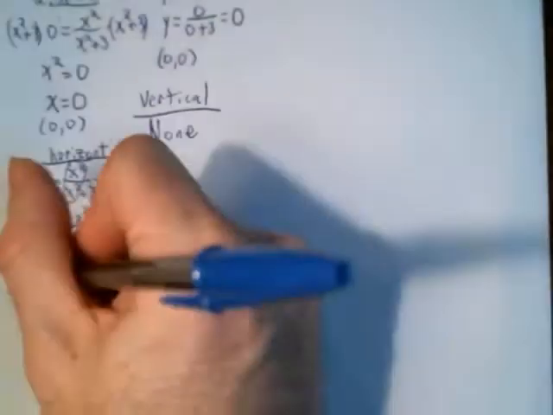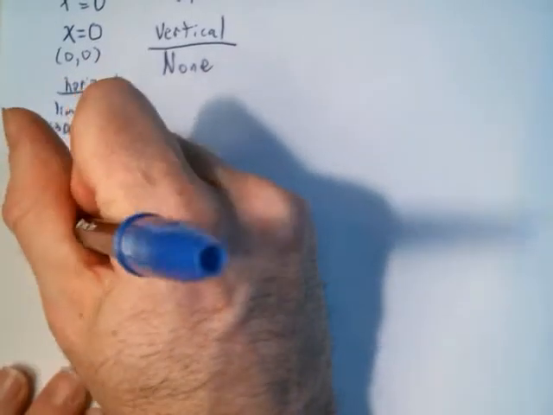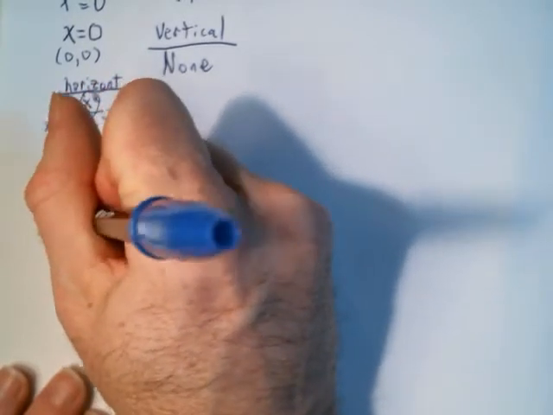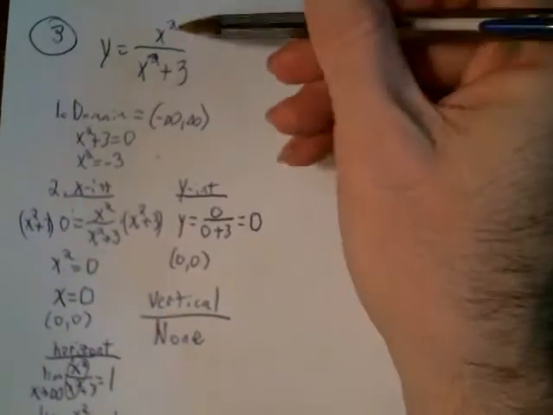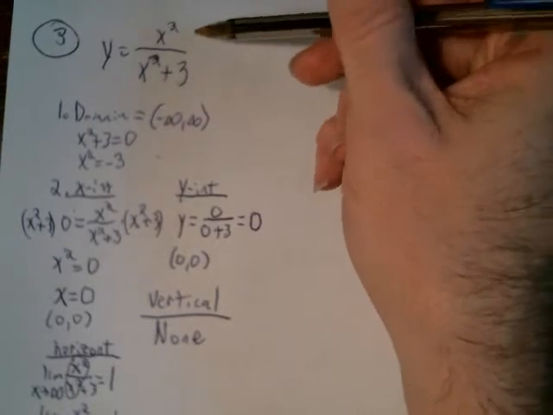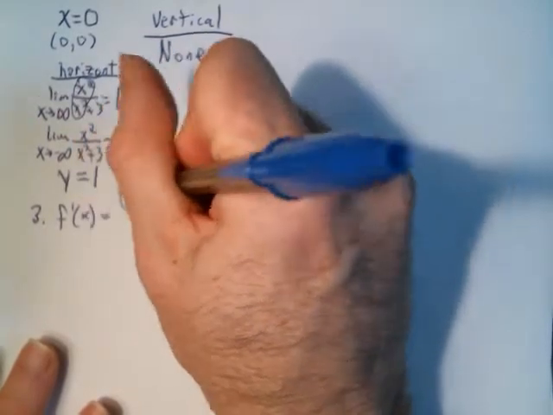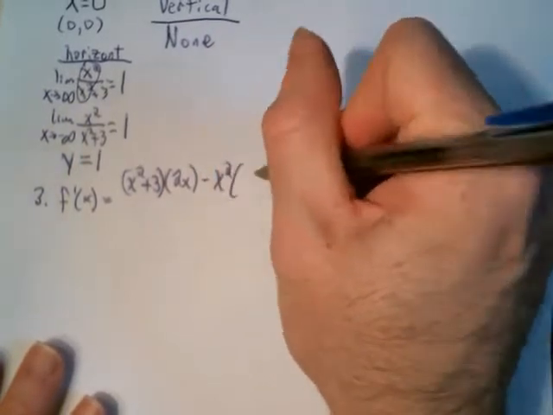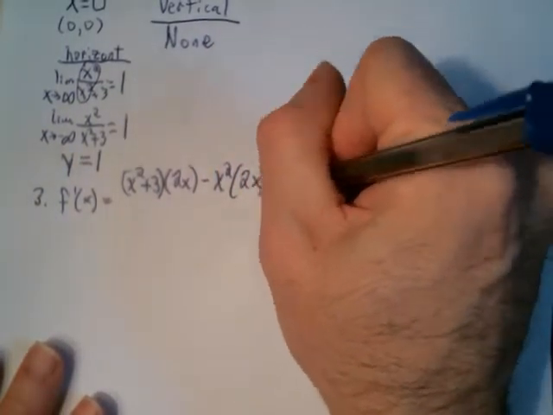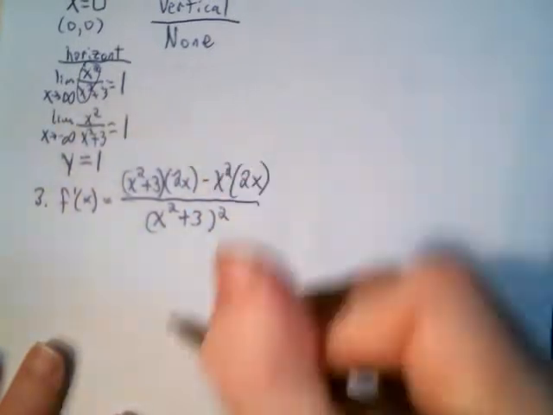Step 3 now, we're after derivatives and all of that jazz. So I don't know if I want to do it down here. It's probably going to be a lot of room. So 3, we want the first derivative. So f prime of x equals, and we have a quotient or a rational function. So you want to go low d high minus high d low. So low is x squared plus 3 times the derivative of the high, which is 2x, minus high, which is x squared, times the derivative of the low, again 2x, all over the low squared.